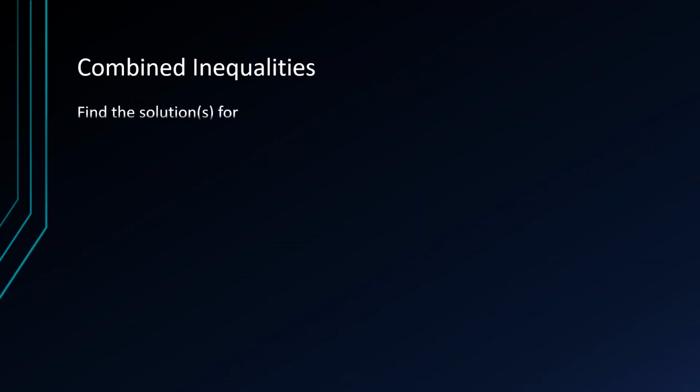Example 2. Find the solution for 3x plus 8 is greater than or equal to 7, or -2x minus 6 is less than -10. These are disjunction inequalities, so that means at least one of these must be true for us to have a solution. Let's solve them for x separately.